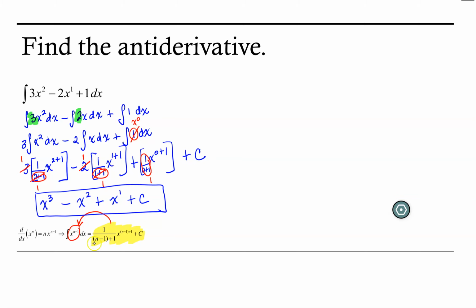Now, we didn't necessarily need to use this rule. We could have noticed that 3x squared is the derivative of x cubed. Minus, we could have noticed that 2x to the first power is simply the derivative of x squared, plus, and then we could have noticed that 1 is the derivative of x. So we could have been observant and arrived at x cubed minus x squared plus x plus c as our antiderivative, or we could have relied on what we know about the power rule.